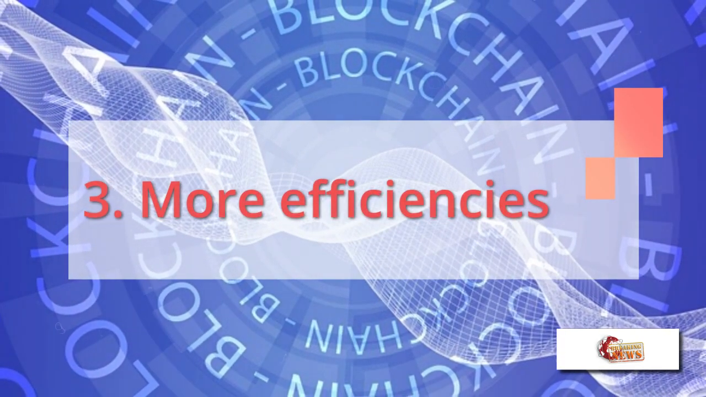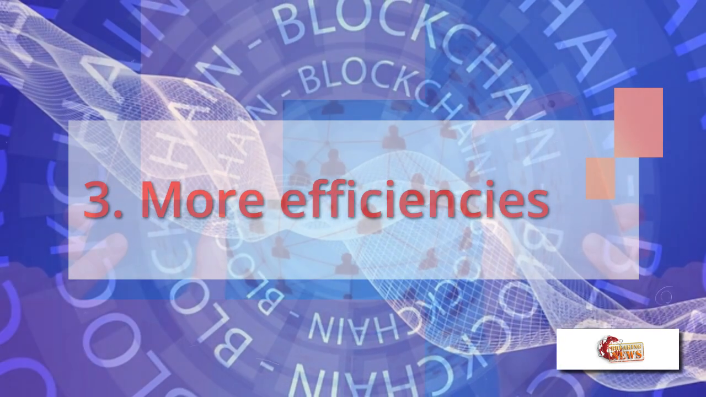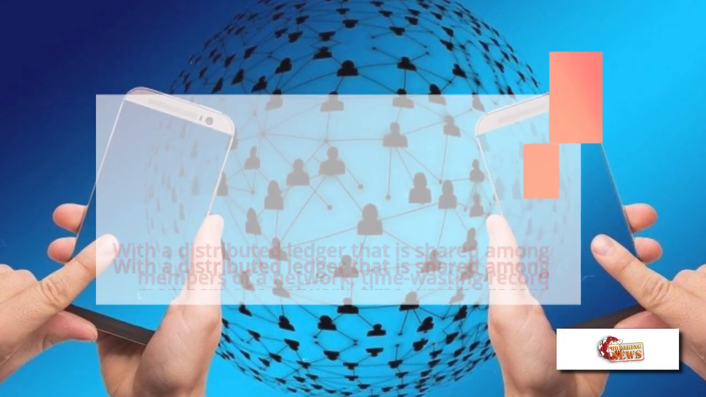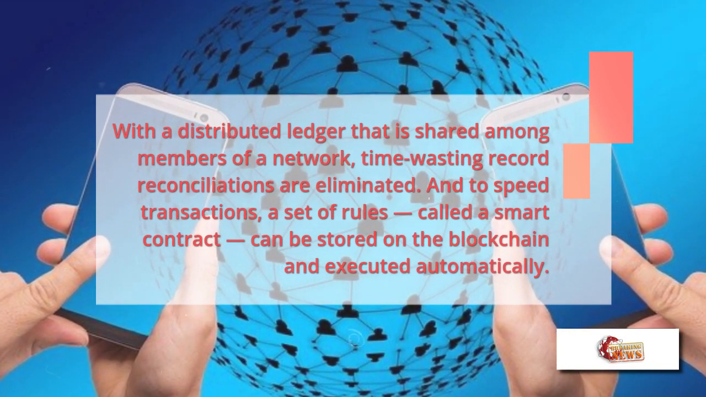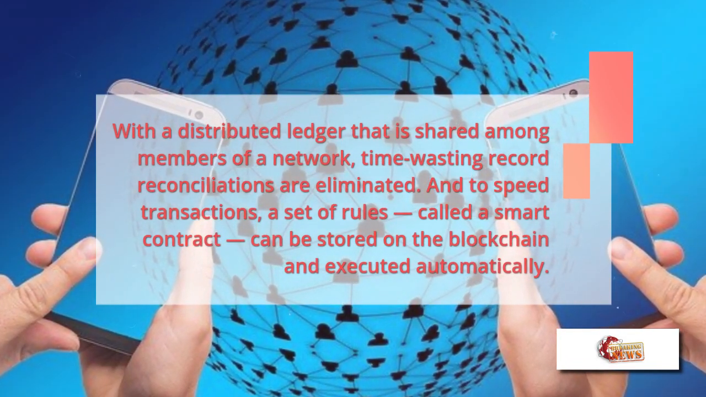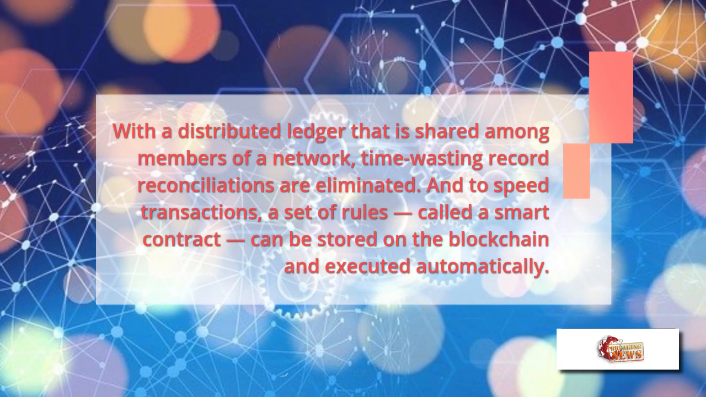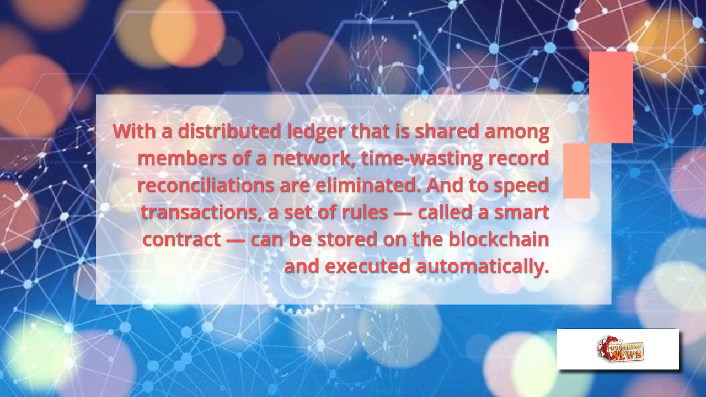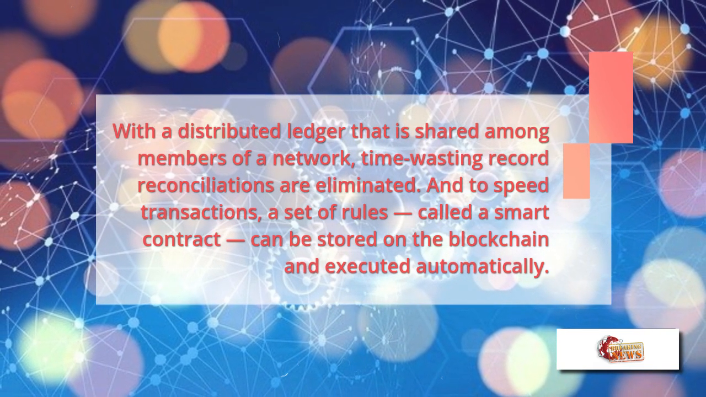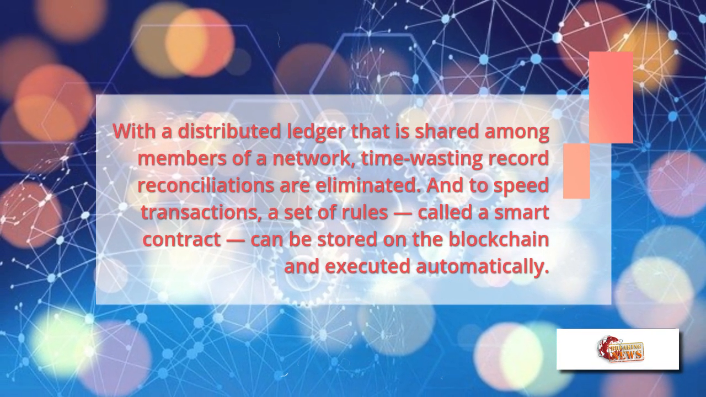3. More efficiencies. With a distributed ledger that is shared among members of a network, time-wasting record reconciliations are eliminated. And to speed transactions, a set of rules, called a smart contract, can be stored on the blockchain and executed automatically.